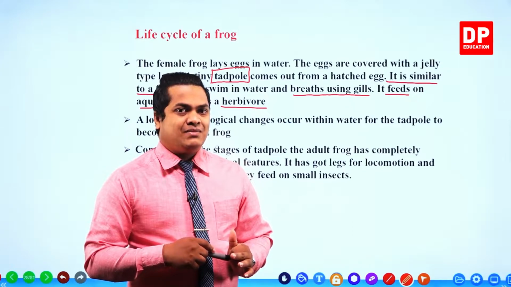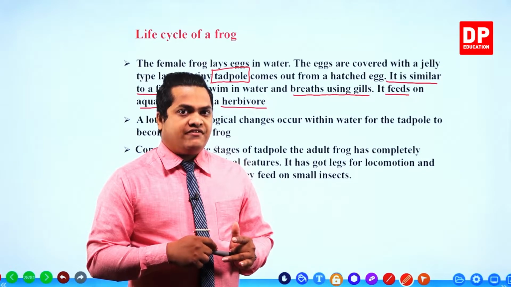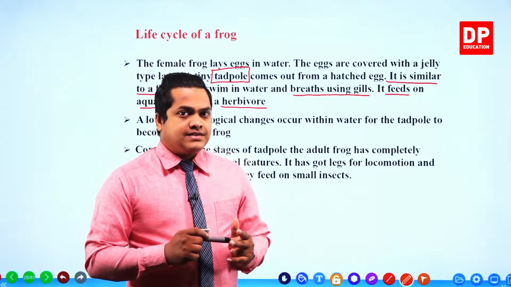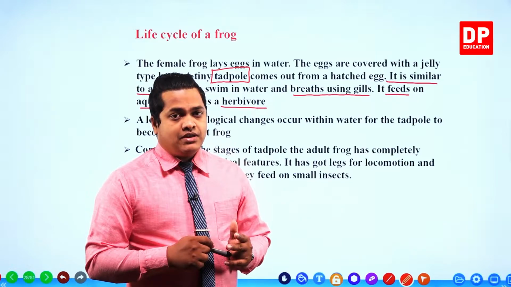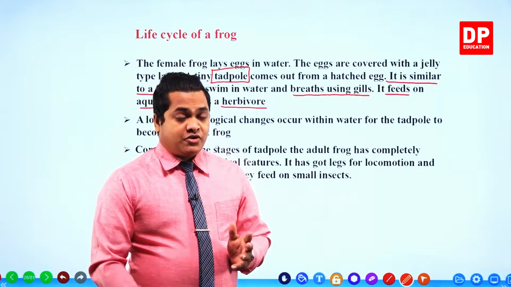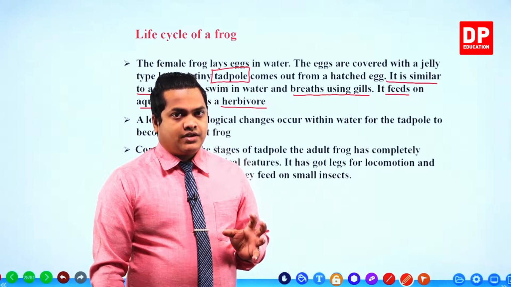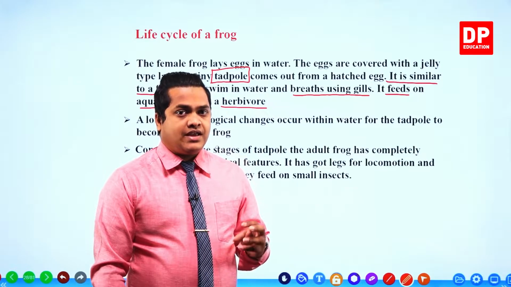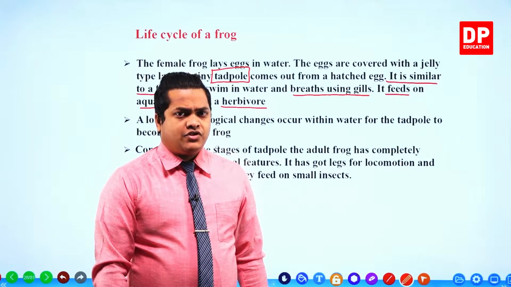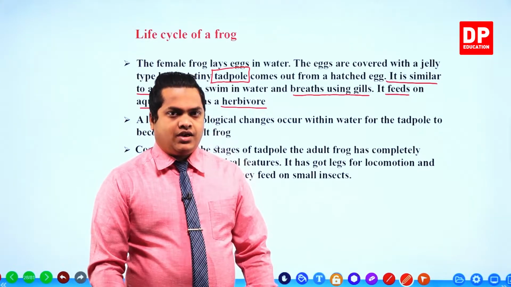Then the tadpole is similar to a fish. It has a tail and fin-like structures to move within water. Then it is a herbivore animal and feeds on aquatic plants, my dear children. And the special thing is that they have gills to breathe. Their respiration is carried out by gills, as it is similar to a fish. Not a type of fish, similar to a fish.